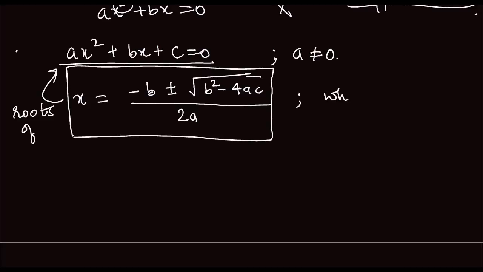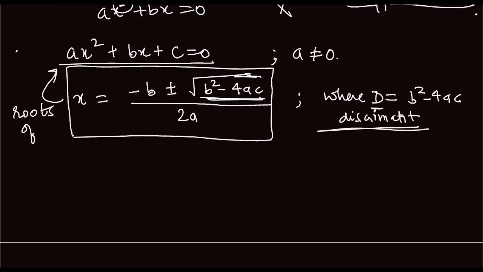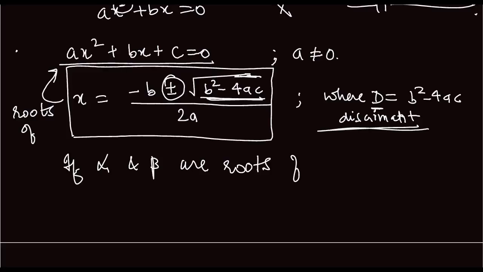Here d is equals to b square minus 4ac, the part in the square root function, which is also called the discriminant. From now on, I'm just going to call it discriminant. Now if alpha and beta are roots, one will be plus and one will be minus.